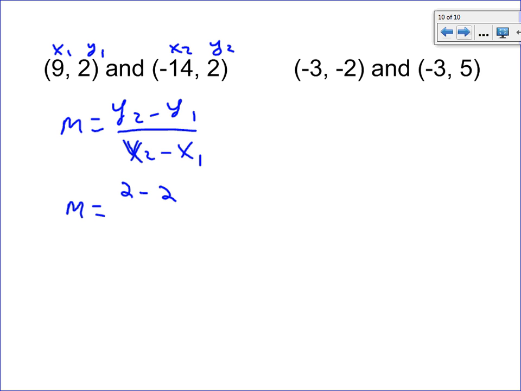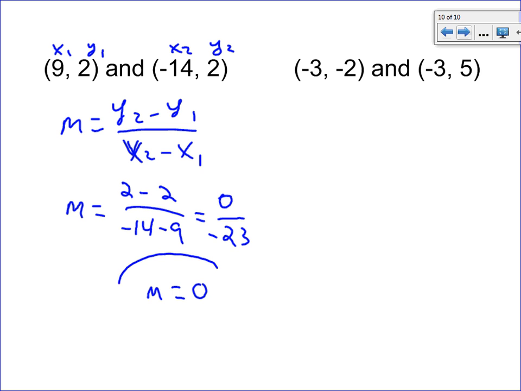2 minus 2 over negative 14 minus 9. 2 minus 2 is 0. Negative 14 minus 9 is negative 23. 0 divided by negative 23 gives me a slope of 0. So 0 divided by anything, when the 0 is the numerator, the slope is 0. And remember that a slope of 0 means it's a horizontal line.